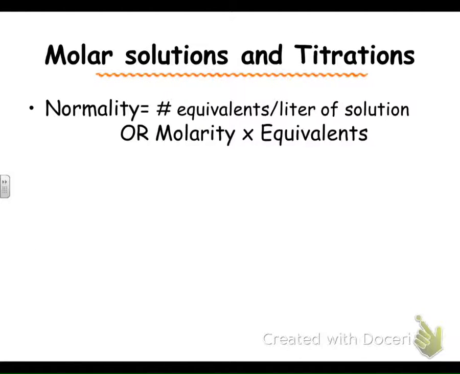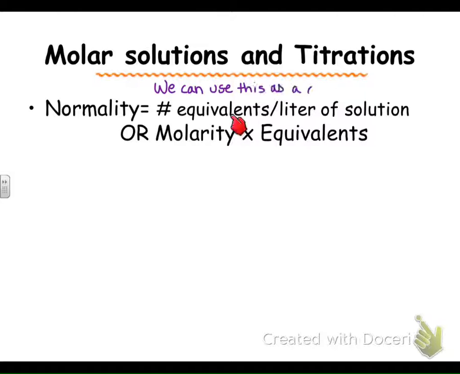So molar solutions and titrations, a new mathematical equation or conversion unit that we might have is normality. So normality is the number of equivalents, remember equivalence is hydrogens or hydroxides, per liter of solution. We also can calculate normality as molarity times the equivalence factor.